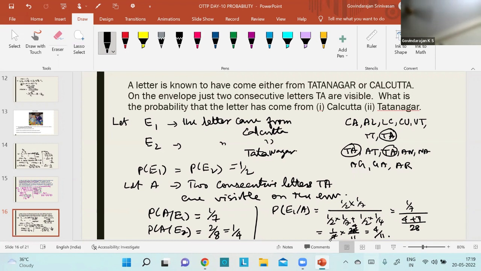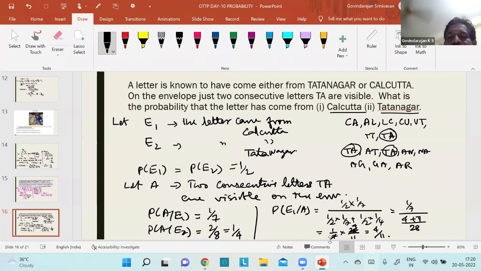What about the second question? It is from Tatanagar. If we take that, it is the remaining 7 by 11. You will get the same answer the same way. E2 given A is 1 by 2 into 1 by 4 divided by 11 by 28. So 1 by 4 into 28 by 11, sorry, 1 by 8 was wrong, 1 by 4 only. So 7 by 11. The answer is 7 by 11. So for Tatanagar, it is 7 by 11. For Calcutta, it is 4 by 11.